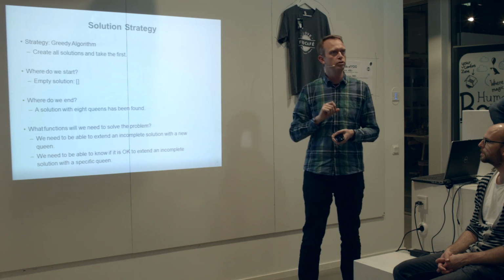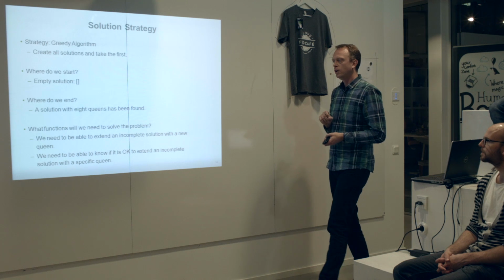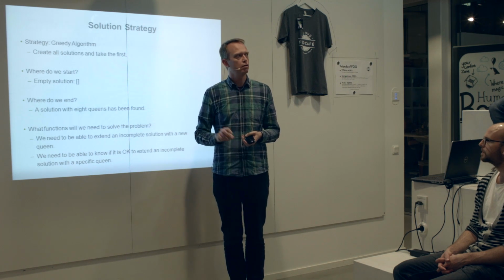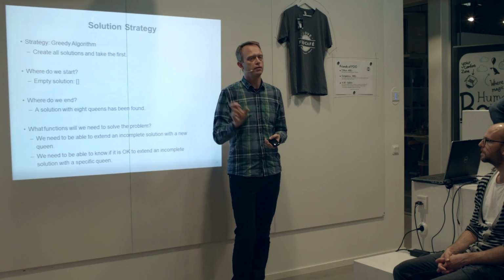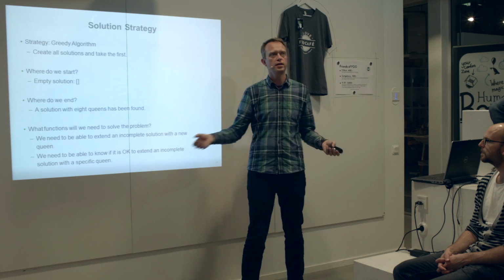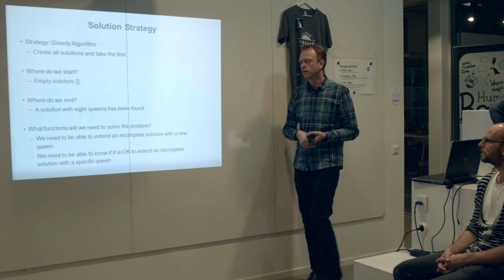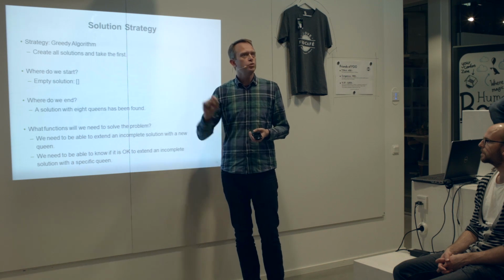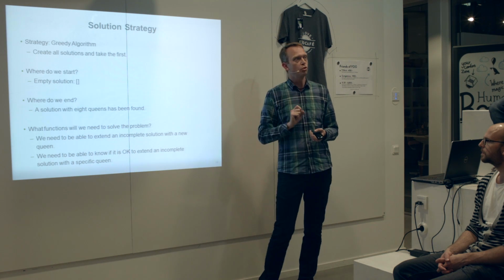So what functions will I need to solve this problem? Well, I will need to be able to extend an incomplete solution. I will have intermediary states where I have a partial solution that I want to extend with a new queen, or see how I can extend these solutions with new queens. And I will need some form of function that checks if it's okay to add a certain queen to a certain row in a certain column.